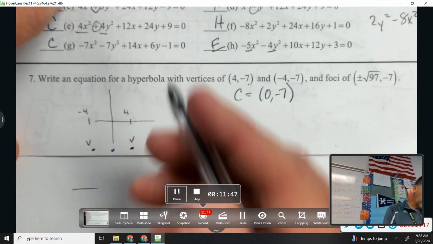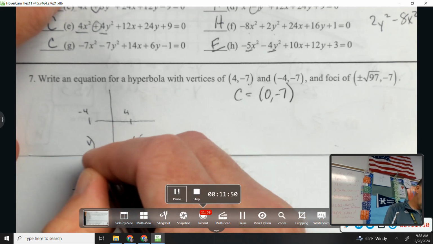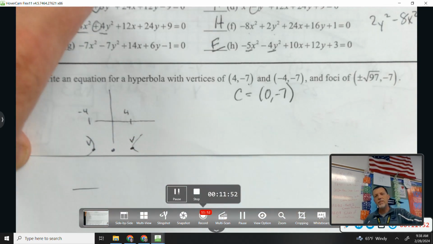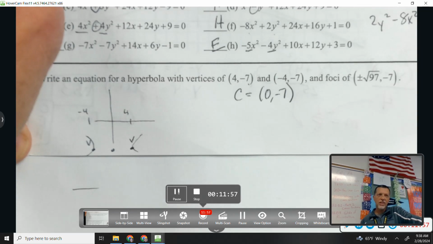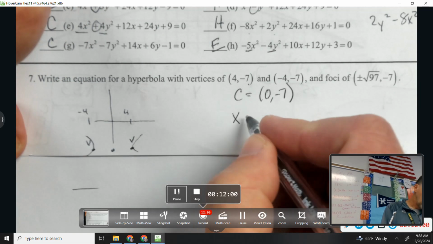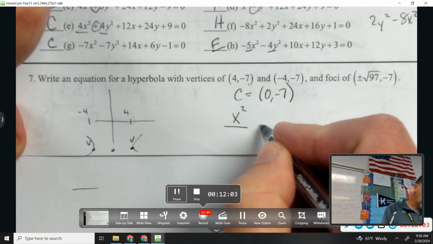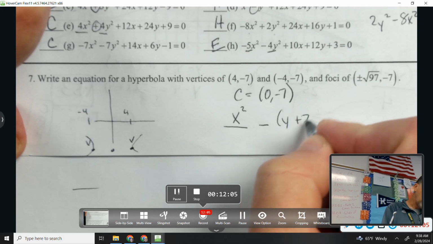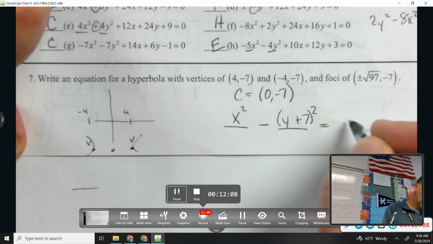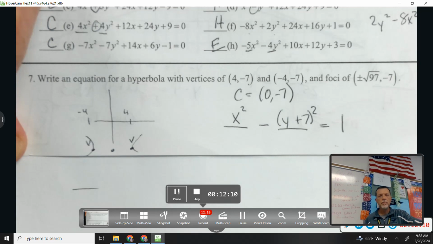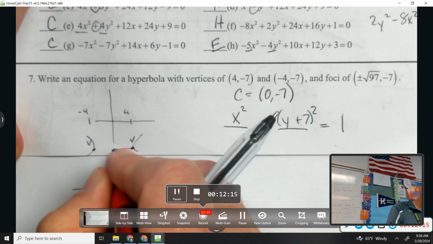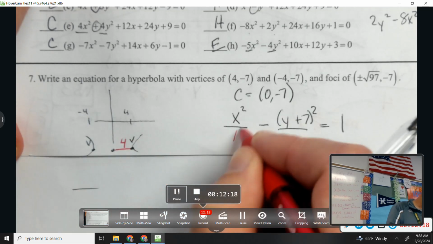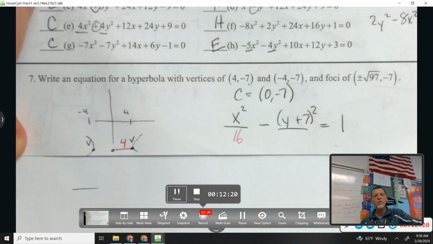But the picture helps me because now I know that it's a left-right hyperbola. What does that mean in terms of the equation? X comes first. So x squared over something minus y plus 7 squared over something equals 1. Oh, I think I know the something under x. It's 4 left and right, so 16, 4 squared under the x.